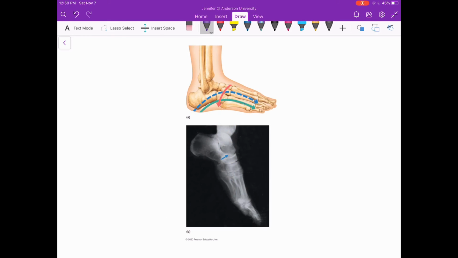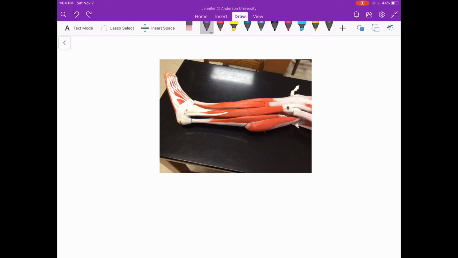And here we have a picture that shows the arches, and you can see the green arrow indicates the lateral longitudinal arch, which is supported by the tibialis anterior. And here we have a model, and it's kind of hard to see, but it's coming over on the lateral side, going down to the foot.